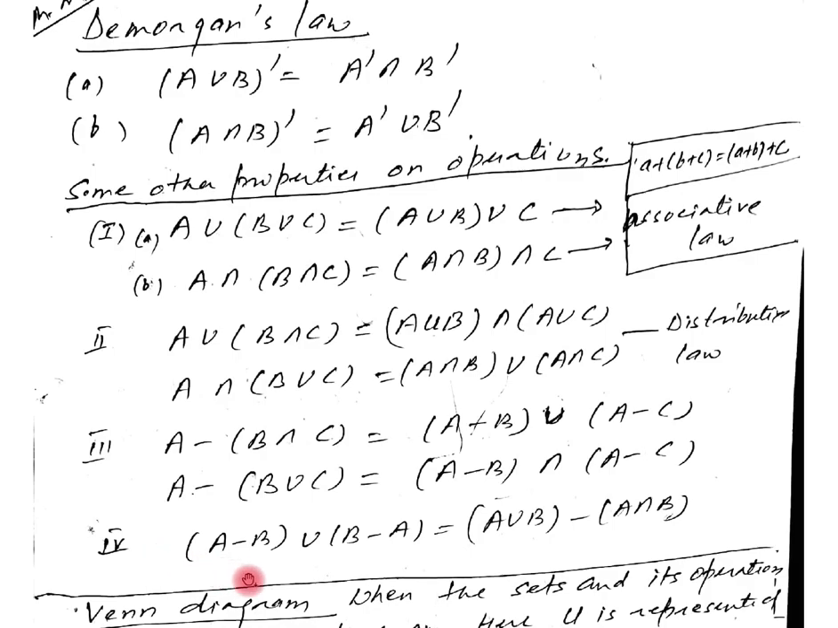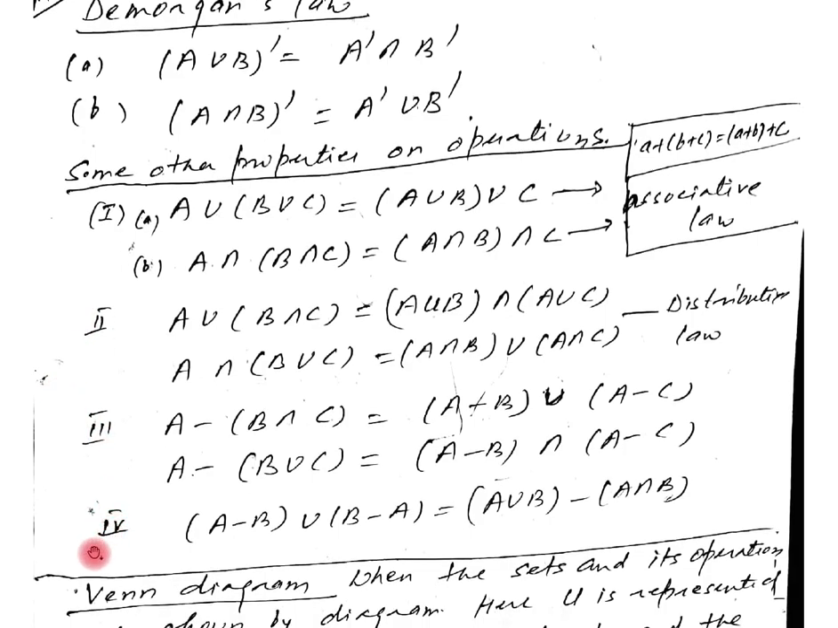And the last is A minus B union B minus A can be written as A union B minus A intersection B. That I will explain also with the help of Venn diagram. You can easily understand it. A minus B union B minus A, means symmetric difference, is equal to A union B minus A intersection B. These are some other properties on the operations.